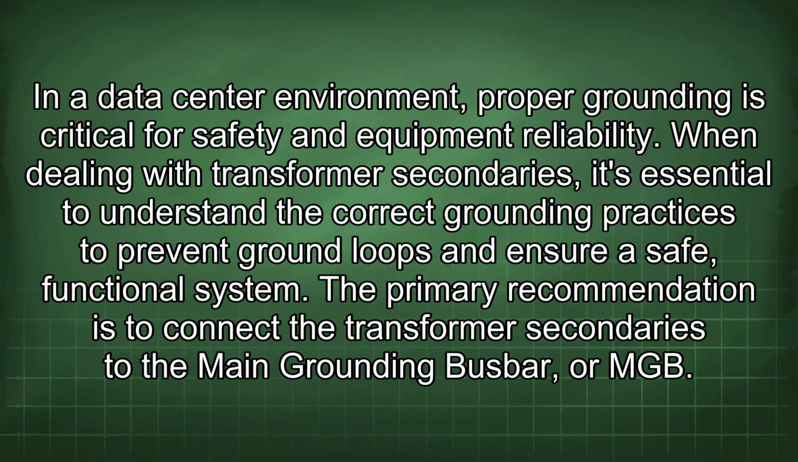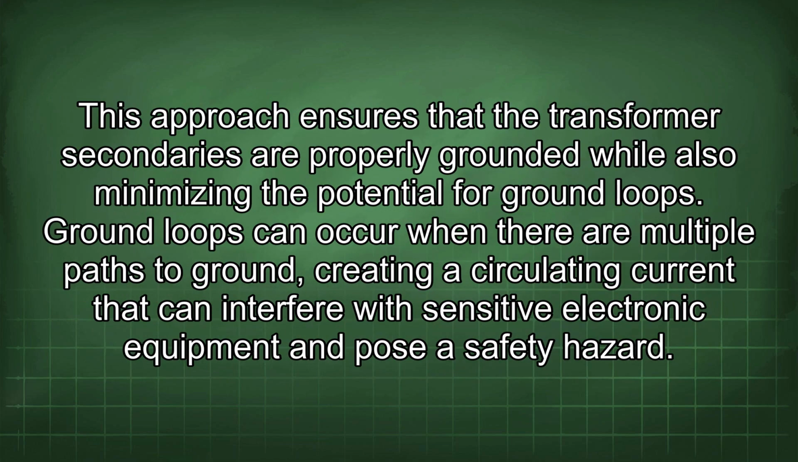In a data center environment, proper grounding is critical for safety and equipment reliability. When dealing with transformer secondaries, it's essential to understand the correct grounding practices to prevent ground loops and ensure a safe, functional system. The primary recommendation is to connect the transformer secondaries to the main grounding busbar, or MGB. This approach ensures that the transformer secondaries are properly grounded while also minimizing the potential for ground loops.